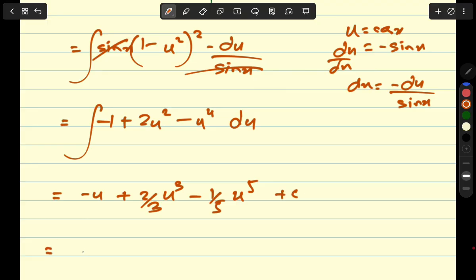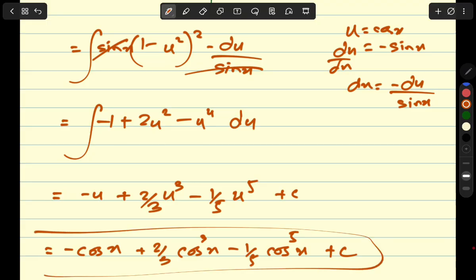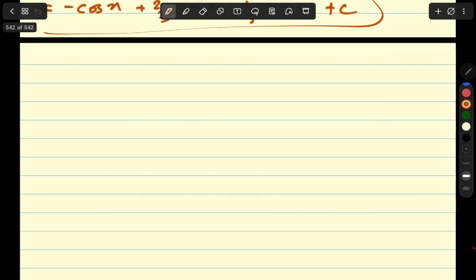So u is going to be equal to cosine of x. So minus cosine of x plus 2 upon 3 cosine cube of x minus 1 upon 5 cosine 5 of x and plus a constant of integration. And that's how you do it for odd powers, right? So this is the complete method.